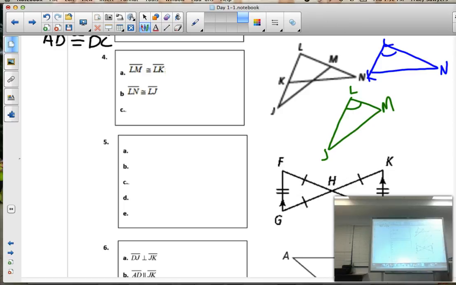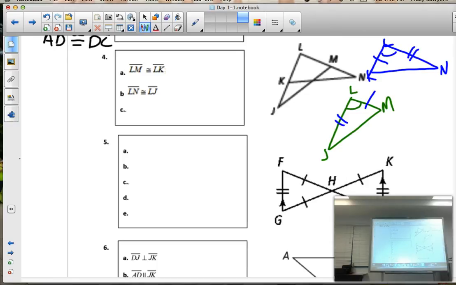Now if you look at the diagrams separate from each other, let's go ahead and put the marks on that they told me to put on. LM is congruent to LK. Make sense? Okay. LN, you see this side here, is congruent to LJ. Everybody see that?